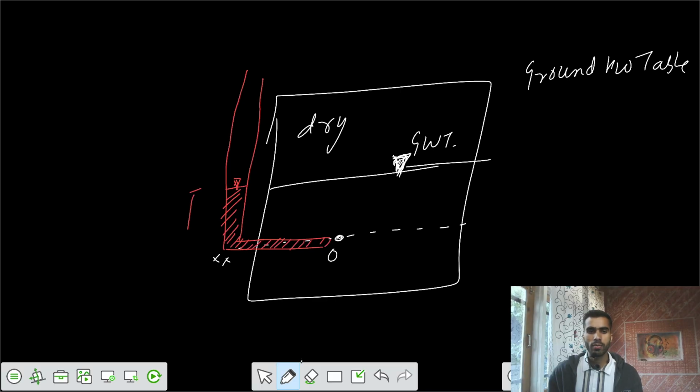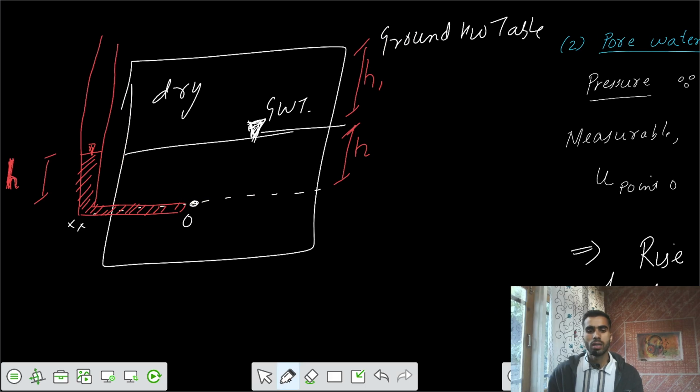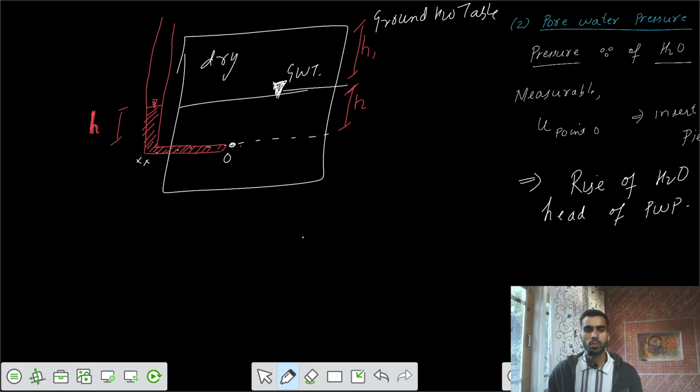Let's say this is some height h, and the same amount of h has risen in this piezometer. So the rise of the water in this piezometer equals h. That's actually the vertical elevation difference between the point O and the groundwater table. So this condition we can call the pore water pressure, because of this head rise.